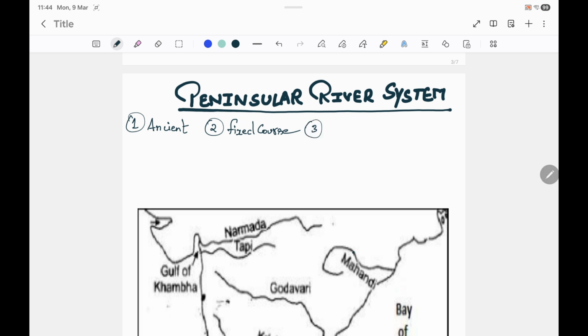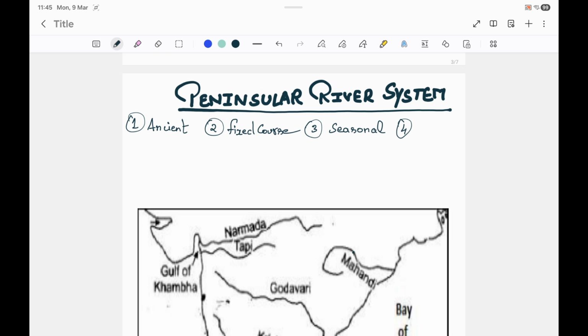Third, these rivers are seasonal. That is, their flow is maintained by the monsoonal rainfall, and the features carved by these rivers are shallow valleys, not deep gorges or canyons that are formed by Himalayan valleys. Fifth, one important feature present in peninsular India is the presence of waterfalls.